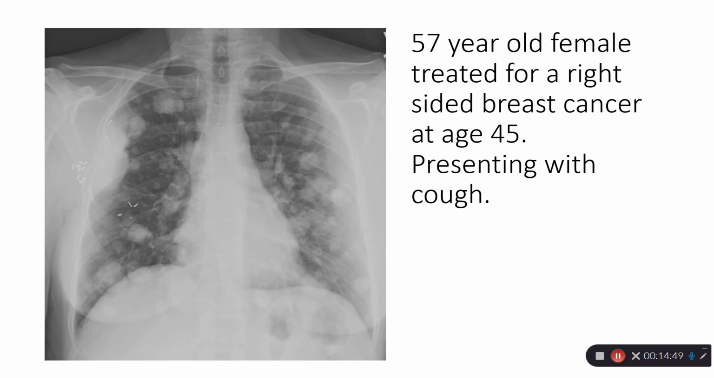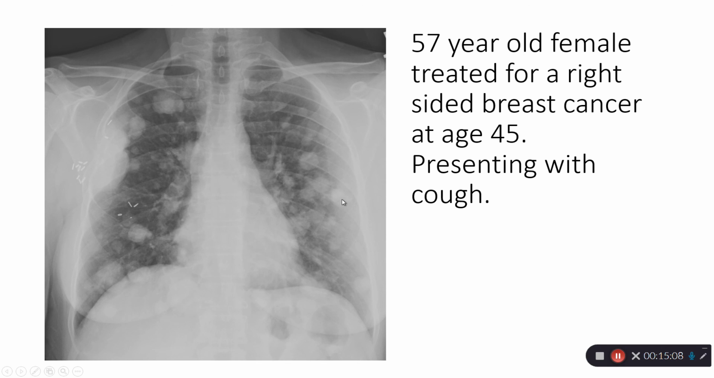Another example that I'd just like to show you, this is a 57-year-old female who was previously treated for a right-sided breast cancer a number of years ago when she was 45. We can see the clips within the right anterior chest wall as well as the right axilla from her prior lumpectomy and lymph node dissection. She presented with cough. This is her initial chest x-ray.